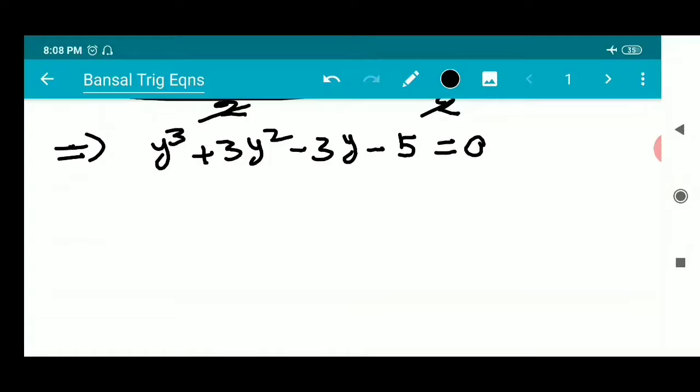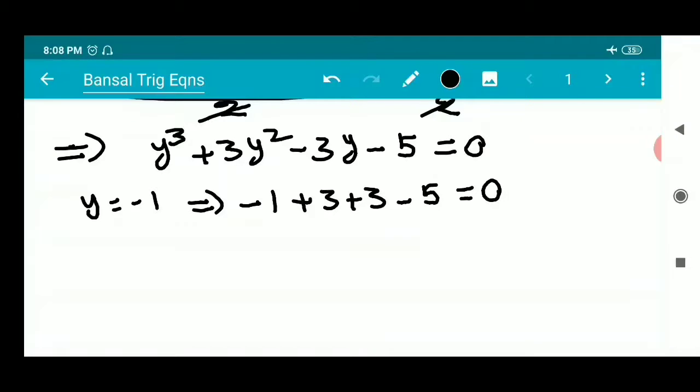Right, so I am substituting y equals minus 1. Keep y equals minus 1, whether it is satisfying or not, that is minus 1 plus 3 plus 3, so 6 minus 1 is 5, 5 minus 5 is 0. Okay, so one of the factors is y plus 1. And we don't know about the other two factors, so that is why I am using the Horner's method.